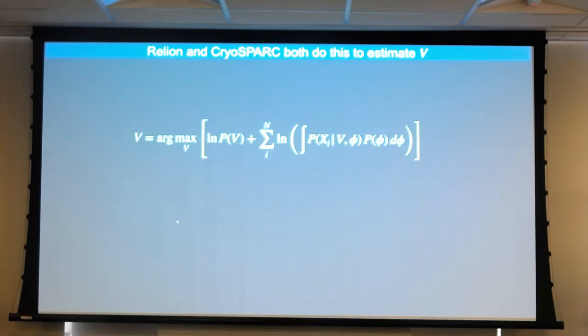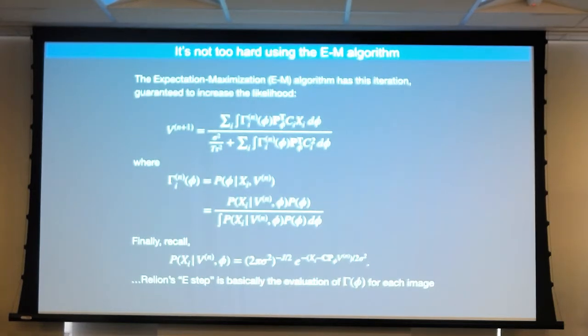But of course, there's a pretty good algorithm for it. It was invented in the 1960s, and it's called the EM algorithm. And you'll see that this looks a whole lot like a Fourier reconstruction step. We take the image, multiply it by the CTF. In the normalization, we have a CTF squared. We do the back projection. The only thing is that we're doing an integral over phi.